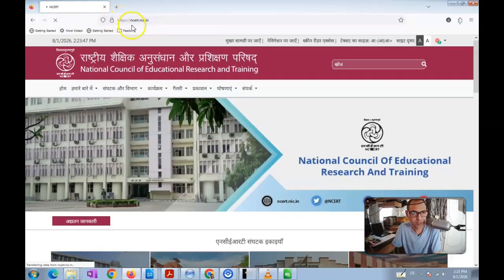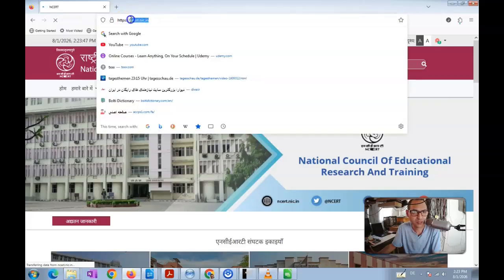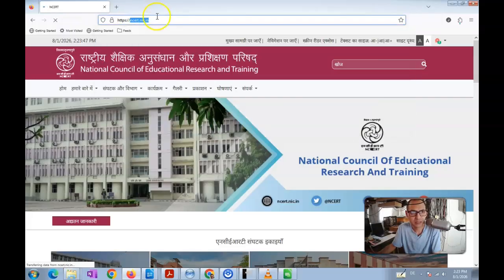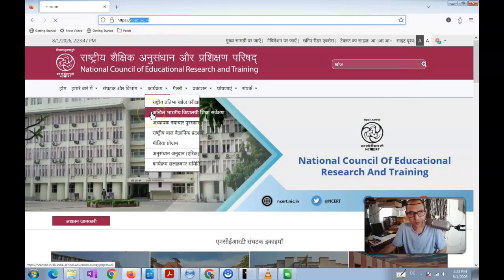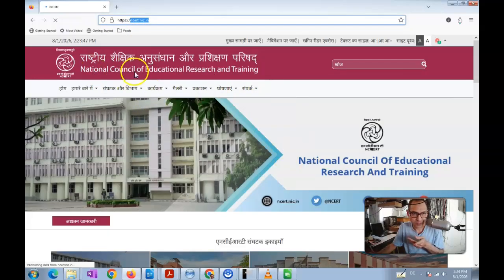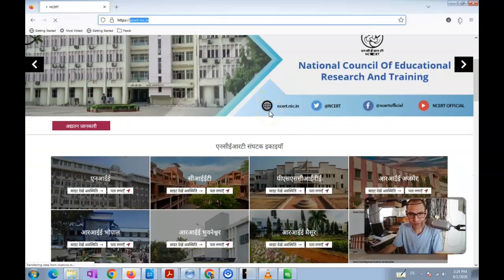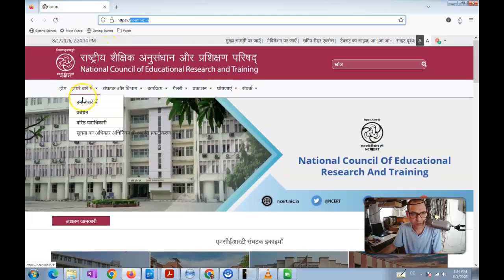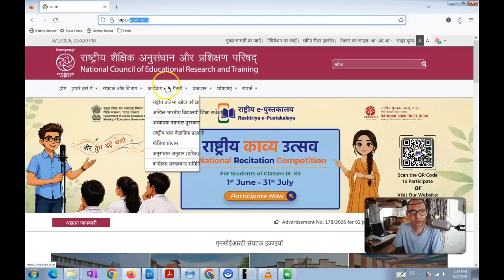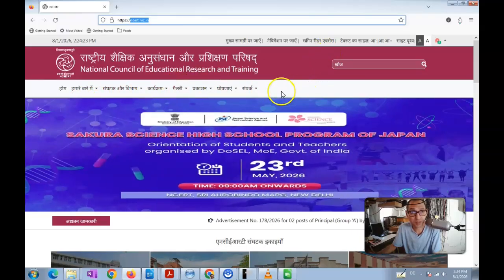We have https://ncert.nic.in. Okay, and then you will come to the National Council of Educational Research and Training of India. That's written up here. When you come to the website, as you can see, the language of the website is in Hindi. For example, over here it's written Hamare Bare Mein, that means About Us, and so on. You have to make the language English. So you come to this icon over here, it says English, and you make it English.